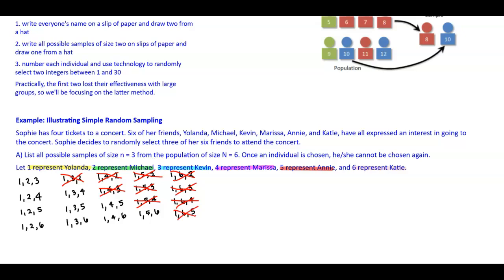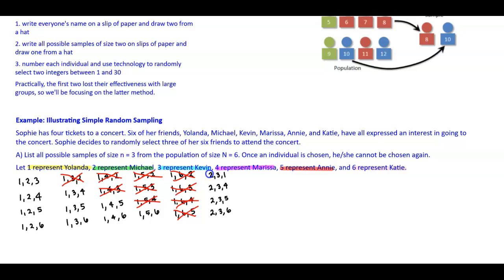Okay, now we're going to start with 2. So the next number that comes after 2 is 3, and then we're going to go 2, 3, 1. And then we're going to go 2, 3, and then we're not going to use 2, and we're not going to use 3, so we're going to go to 4 because we can't repeat it. And then we have 2, 3, 5, and then 2, 3, 6.